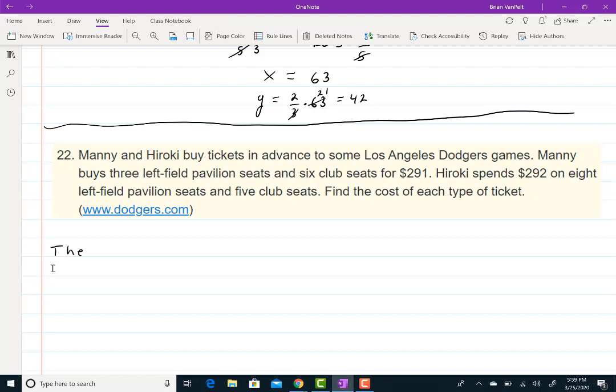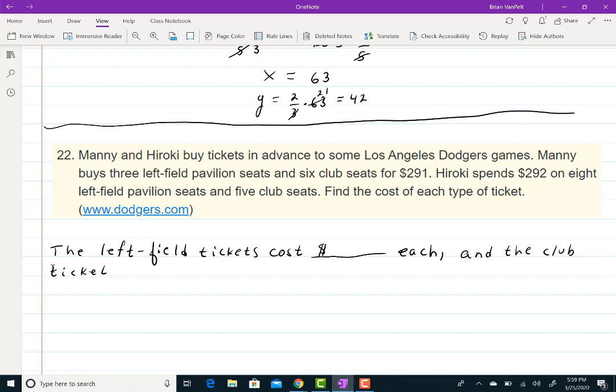The left field tickets cost blank dollars each, and the club tickets cost blank dollars each. What I'm going to do is I'm going to let C stand for the club tickets, and I am going to let L stand for the left field tickets.